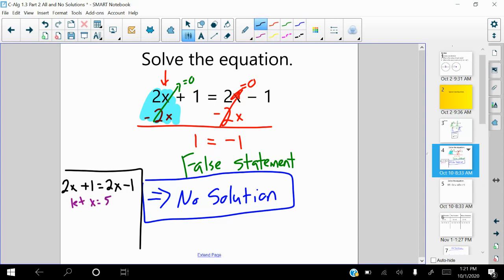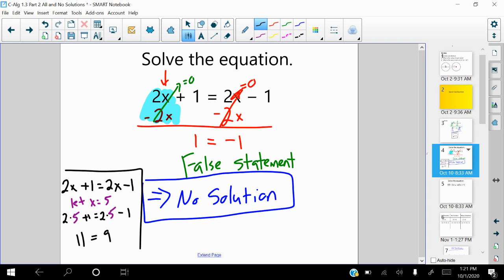Well, when I plug that value in, I get 2 times 5 plus 1, and that should be equal to 2 times 5 minus 1. Well, when we simplify, 2 times 5 is 10 plus 1 is 11, and 2 times 5 is 10 minus 1 is 9. So 11 is not equal to 9. So no matter what value we substitute in for our variable, this will never yield a true statement. It's always going to be a false statement. That's why we call it a no solution.